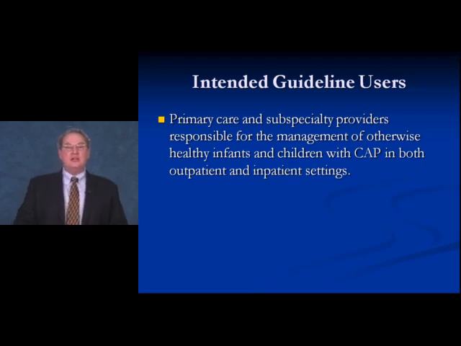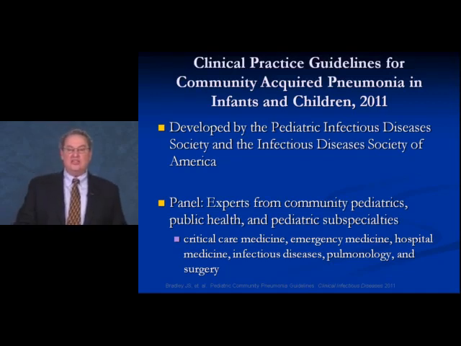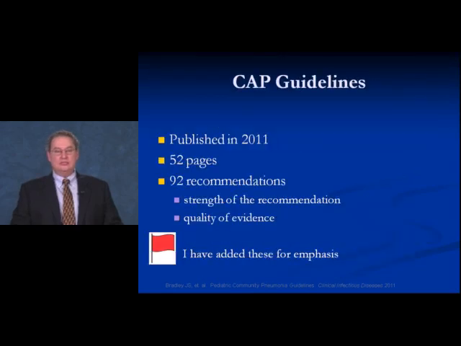So the guidelines were developed for primary care and subspecialty providers responsible for the management of otherwise healthy infants and children with community-acquired pneumonia, both in outpatient and inpatient settings. They were developed by the Pediatric Infectious Disease Society and the Infectious Disease Society of America, with experts from community pediatrics, public health, and pediatric subspecialties, including critical care medicine, emergency medicine, hospital medicine, infectious diseases, pulmonologists, and surgeons. They were published in 2011, about 52 pages with 92 recommendations.